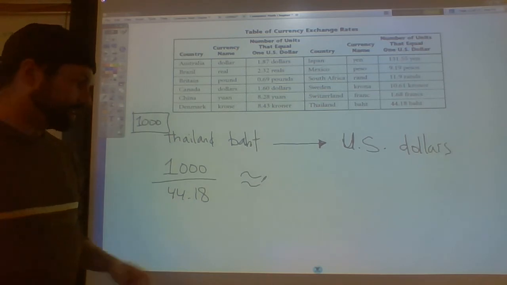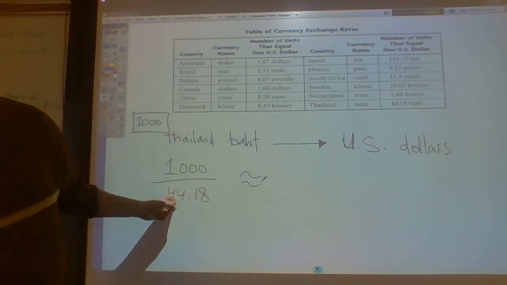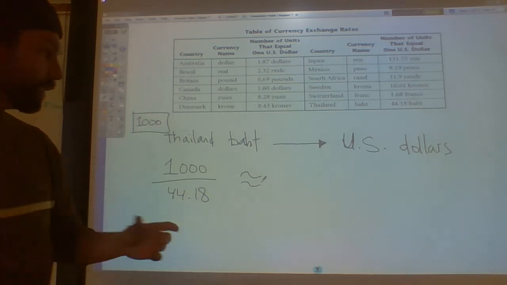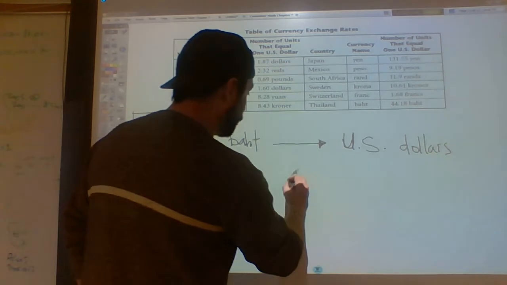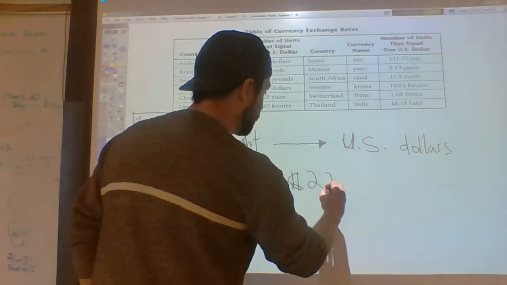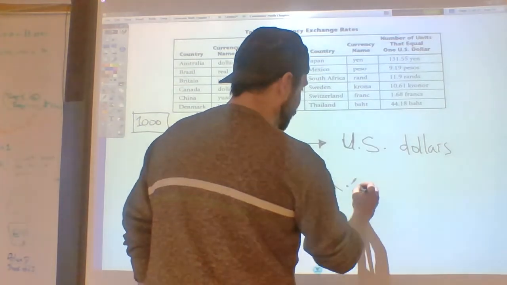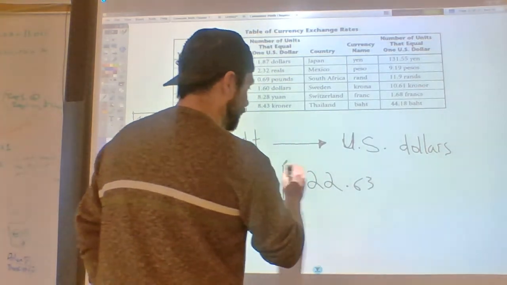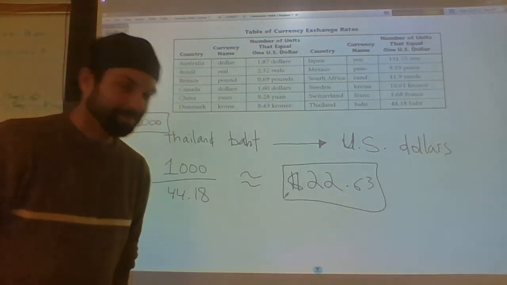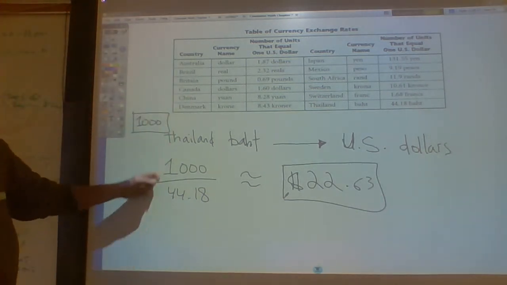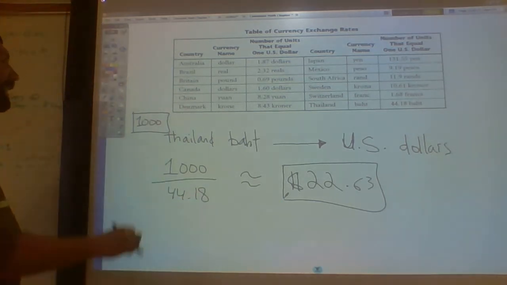Grabbing my calculator, definitely can't do this one in my head. 1,000 divided by 44.18. Now I did round it because it's not exact. It was a really big decimal. But that 1,000 baht, well, that's actually only worth $22.63. Not quite the same.